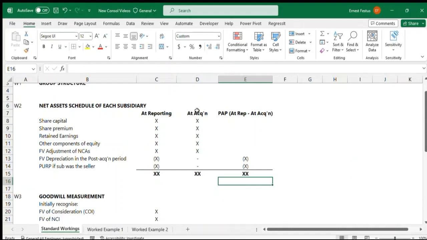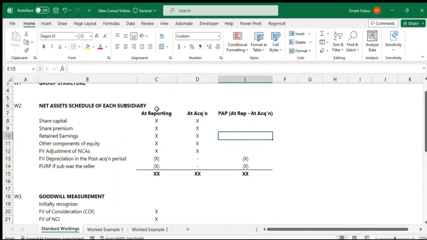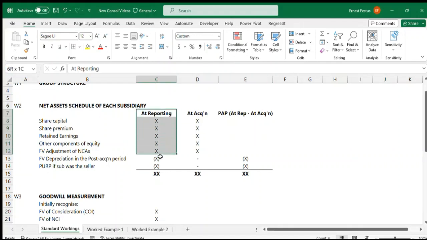And then the net assets schedule is also there for us to know the value of the business. So we want to know the value of the business as at the time we were acquiring the subsidiary, as well as the position of the business at the reporting date. So we have two columns: the net assets of the subsidiary at acquisition date, at the time we were acquiring the business, and then also the net assets of the business at the reporting date.